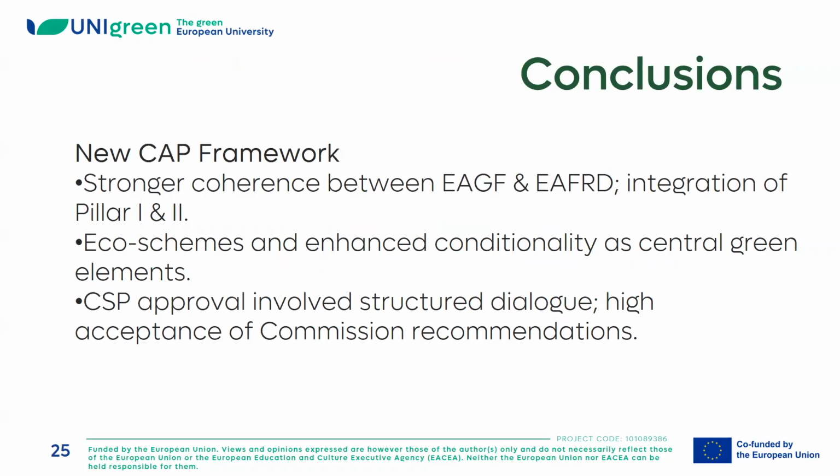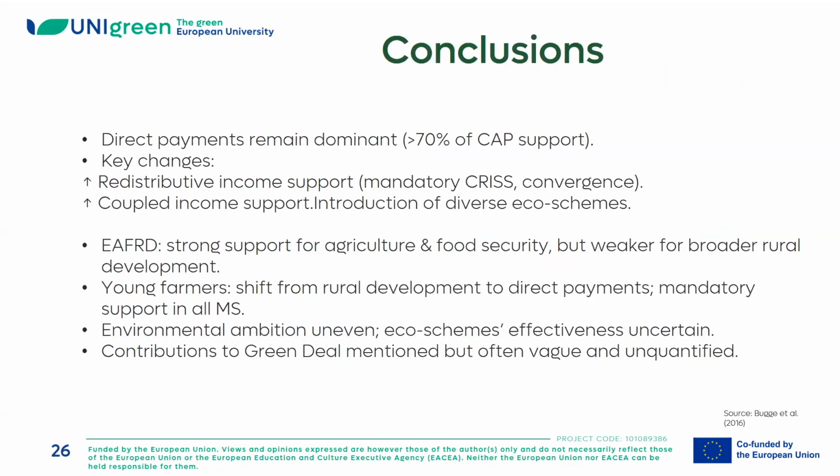The new Common Agricultural Policy Framework introduced a number of changes aimed at increasing overall policy coherence between the use of the budget from the two European Union funds and programming, and actually merging the Pillar 1 and Pillar 2. Of course, there is eco schemes and conditionality as central green elements, and of course, the approval involved structural dialogue, and there is a high acceptance of the Commission recommendations. So what we can see, the analysis of all these, let's just say, strategic plans shows great diversity of the approaches adopted by member states.